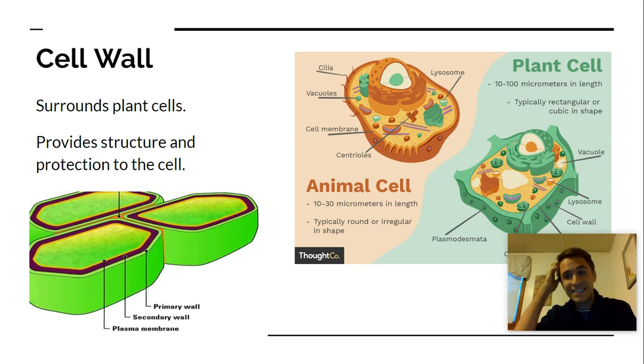The reason why plant cells need this and animal cells don't is because plants need structure in order to stay standing up. Think of the stem of a flower or the trunk of a tree. They're very firm and rigid and structured. The reason they're like that is because all their cells are surrounded by this cell wall.